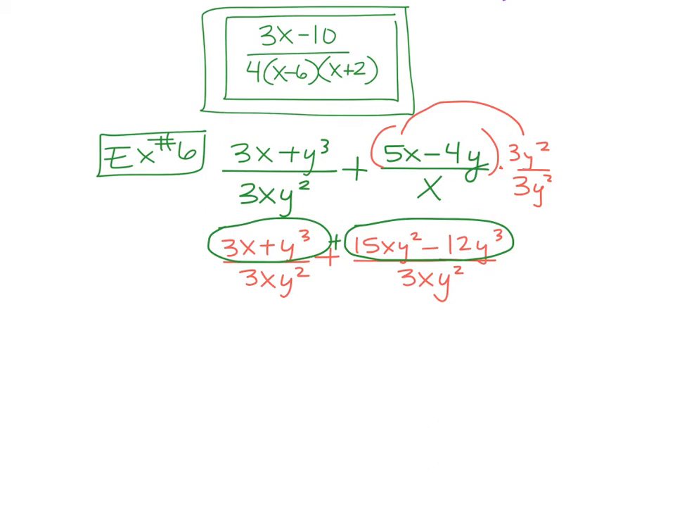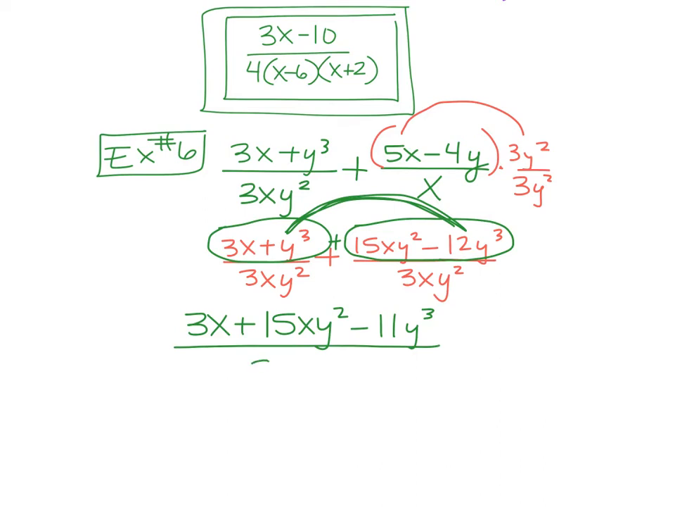We'll start with the 3x since that's at the beginning. So 3x, I would just go plus 15xy squared because that's not getting combined at all. And then these two are both y cubes. What do you get? Negative 11, so minus 11y cubed. And then all of that over 3xy squared. Okay? Questions?